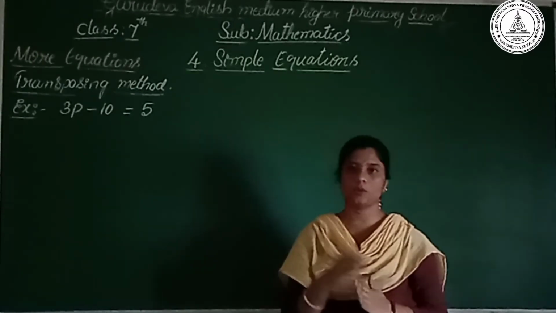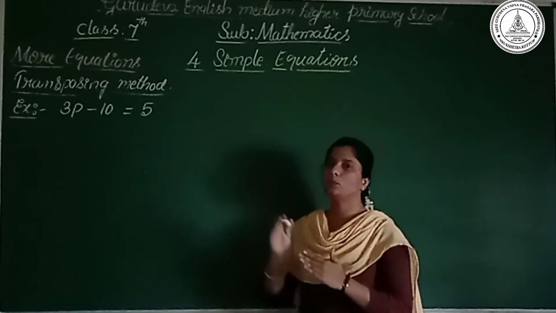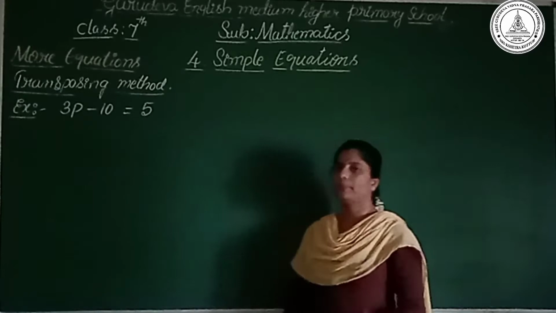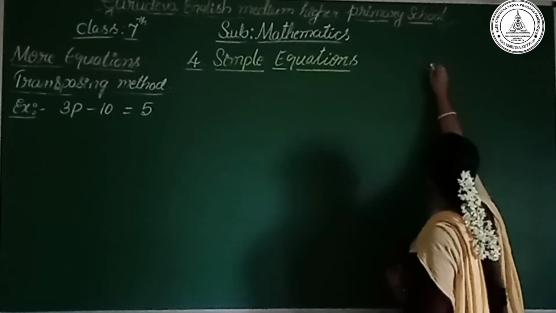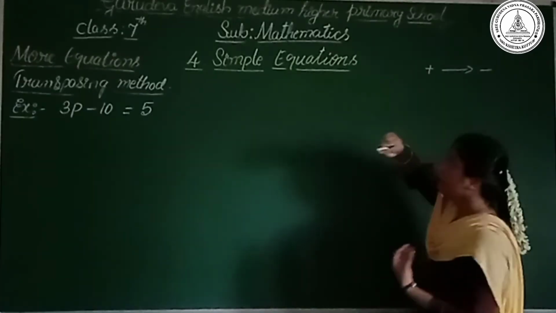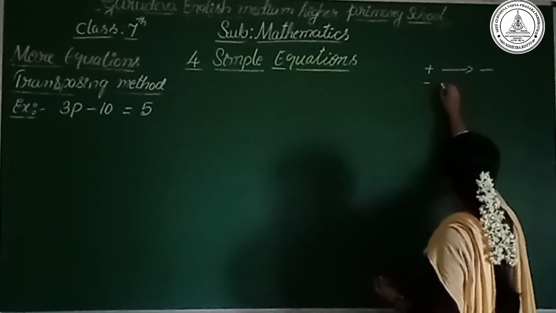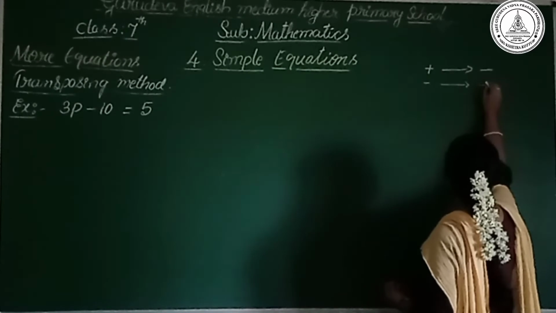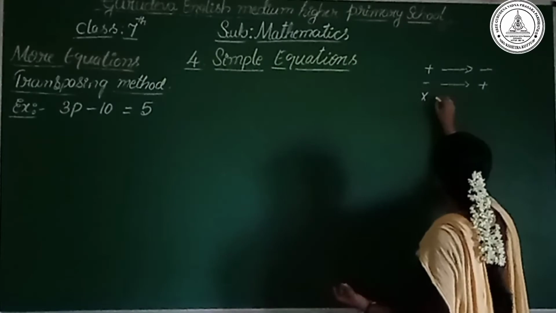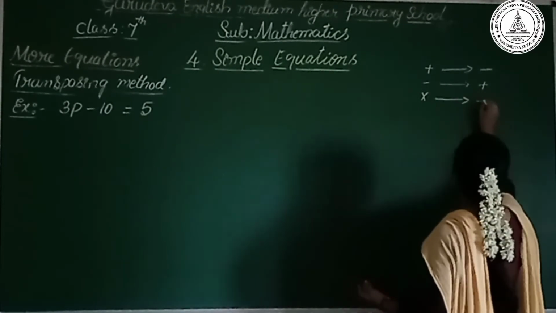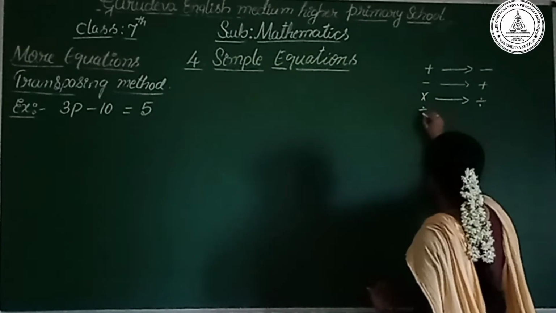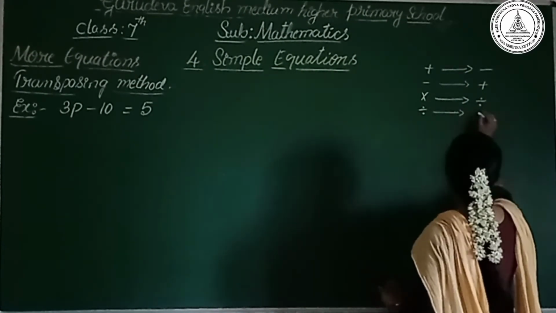RHS and RHS to LHS. So while we are moving the numbers, the signs of the numbers will change. For example, if a number having the positive sign, after transposing the sign will become negative, and if a number having negative sign, after transposing it will become positive. If the number is multiplied by any one of the variable, it will become divide on the RHS. If it is divided by any one of the variable, it is multiplied in the RHS.